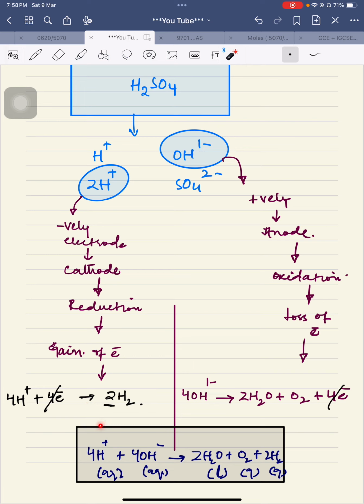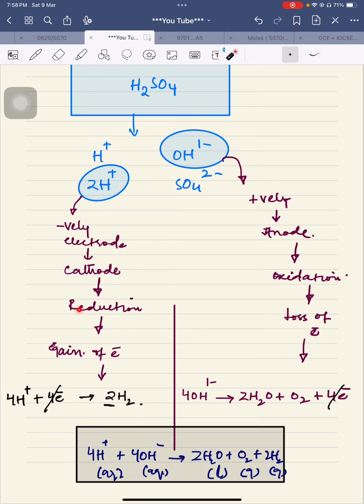And one more thing is this: as it is a colorless gas, we cannot say it is hydrogen. So how are we going to confirm it? Bring the lighted splinter near hydrogen gas, and it will pop in the flame. So this is the test for hydrogen, and this is the test for oxygen.